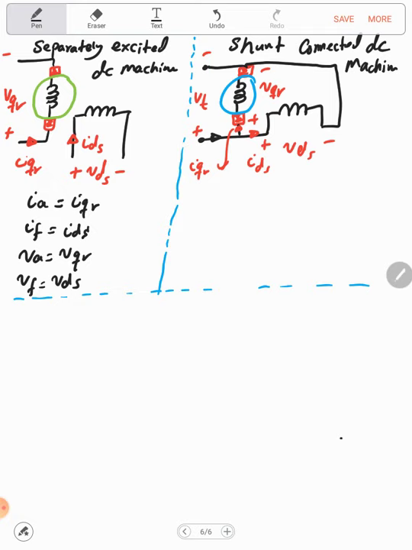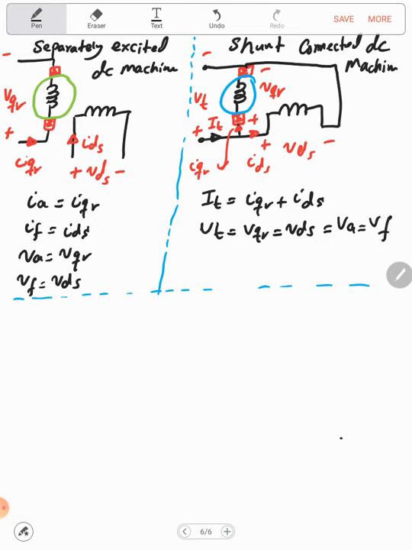Now, in the shunt connected DC machine, the I total, which is here, according to Kirchhoff current law, the I total will equal IQR plus IDS, and V total will equal VQR, which will equal VDS, which will equal VA, which will equal VF.